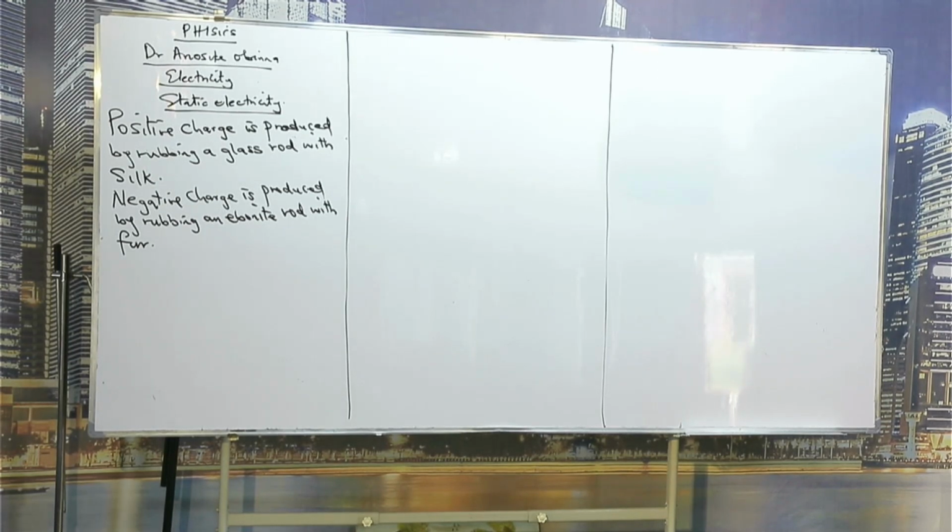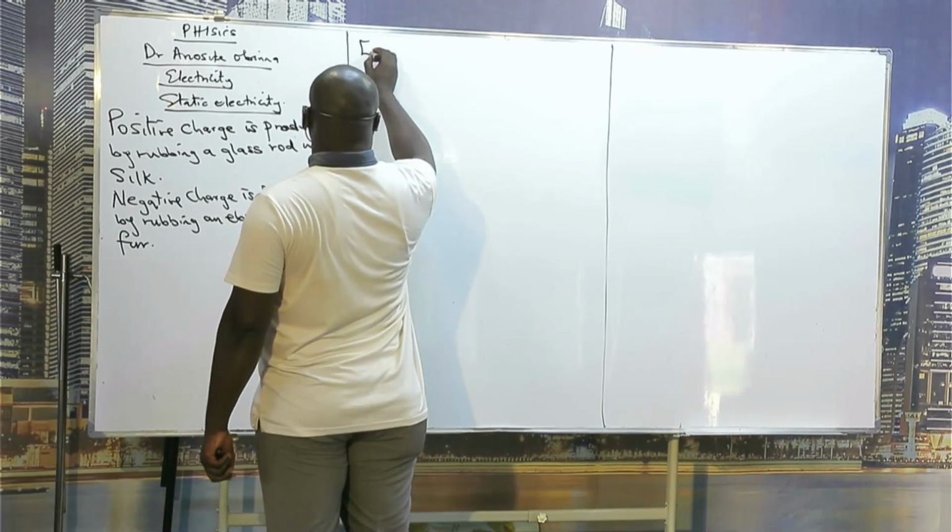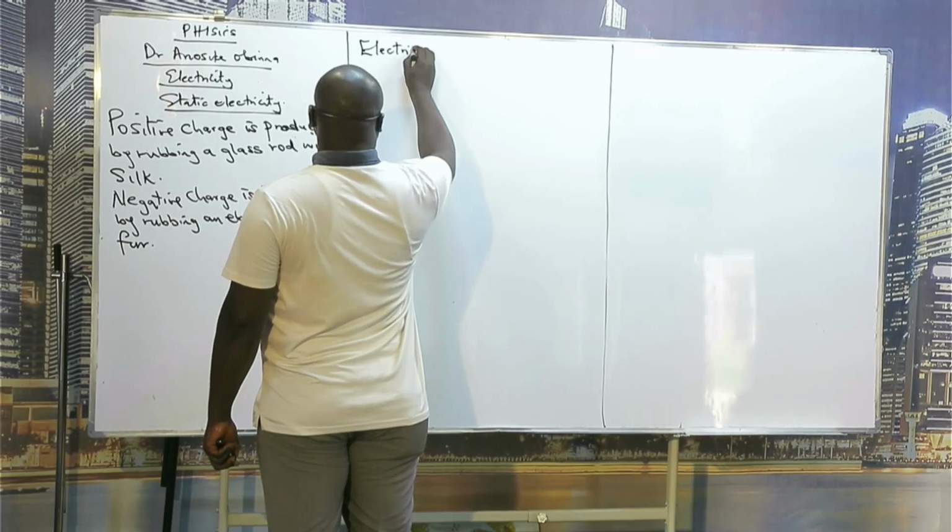Now, when you rub 2 bodies at the same time, there will be a transfer of electron from one body to the other. When you rub 2 bodies at the same time. Now, without telling you, you should know that an atom is electrically neutral. What do I mean by that word? That an atom is electrically neutral. The electrical neutrality of an atom means that the number of electrons is equal to the number of protons.